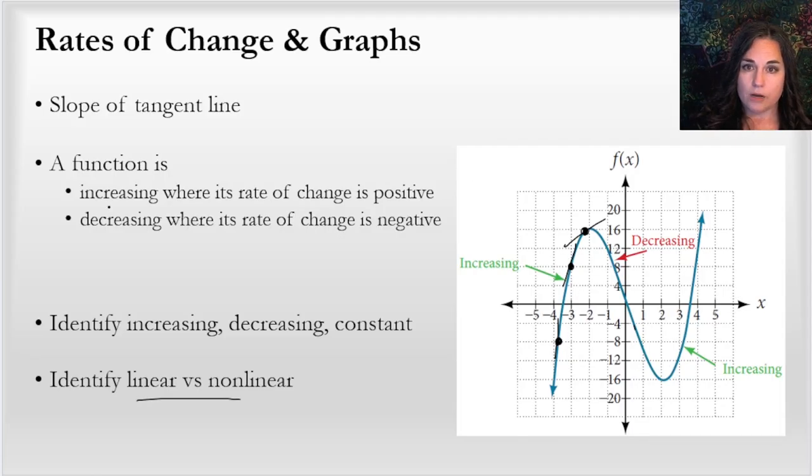A function is increasing when the rate of change is positive, and it's decreasing when the rate of change is negative. And it's definitely nonlinear because this tangent line is changing slope. The slope of the tangent line here is steeper than the slope of the tangent line here, so that's how we know it's nonlinear. So you'll get some questions about that, you'll see.